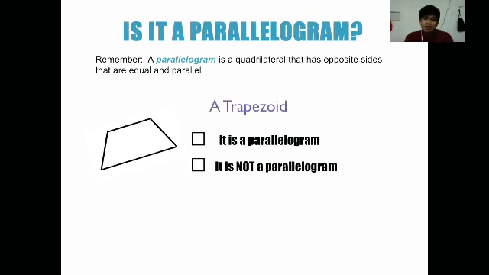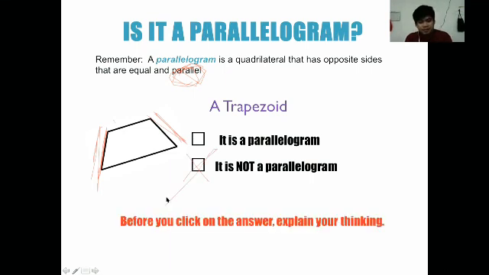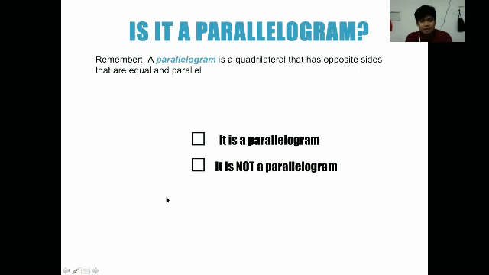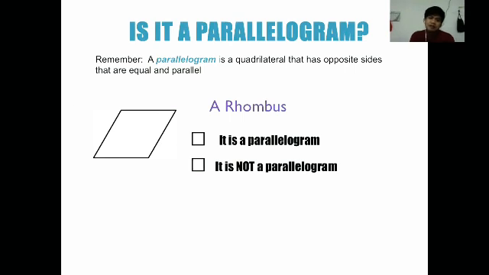Next. Trapezoid. Is a trapezoid a parallelogram? Yes or no? It's not a parallelogram, because it does not satisfy the condition that the sides are parallel. These two are not parallel. So basically, it's not a parallelogram. Next. Rhombus. Is a rhombus a parallelogram? Yes, it's a parallelogram, because both pairs of sides are equal and parallel.